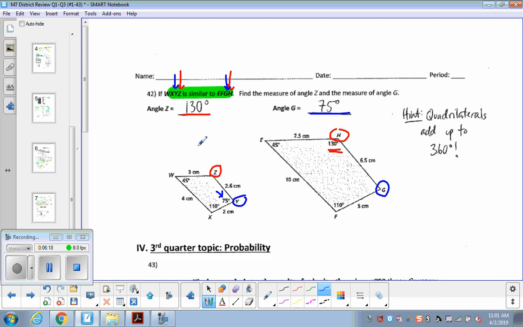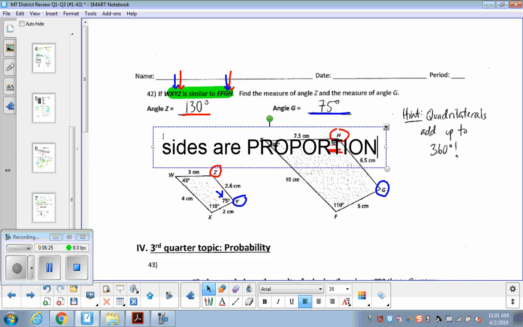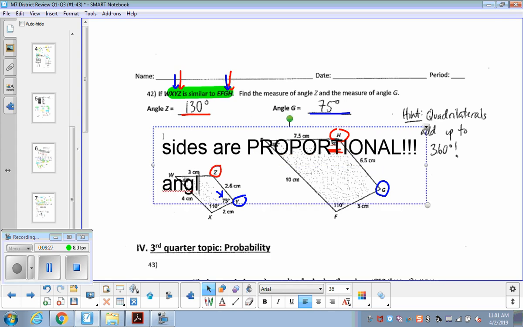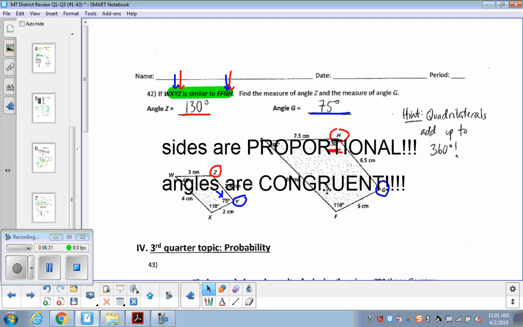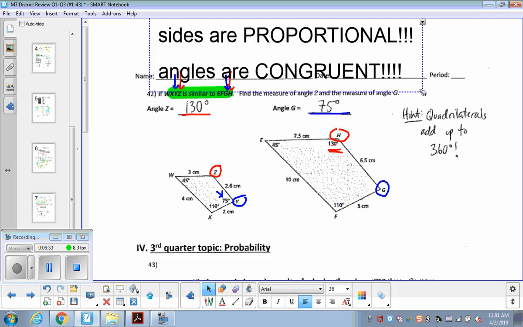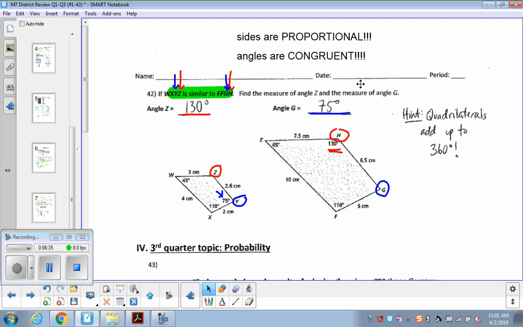So I want to remind you with one last thing here, that similar figures, the sides are proportional and the angles are congruent. All right? Your sides are proportional and your angles are congruent.